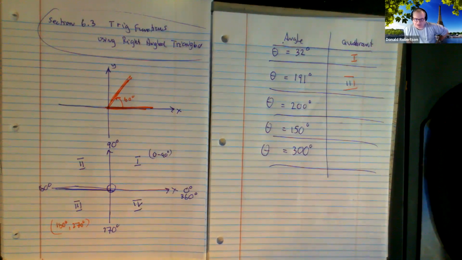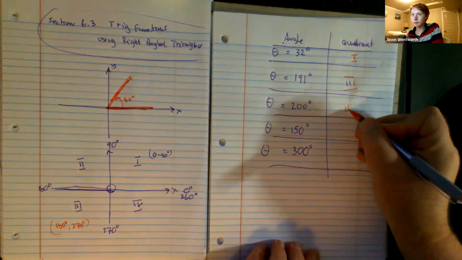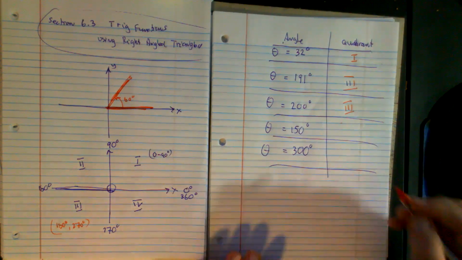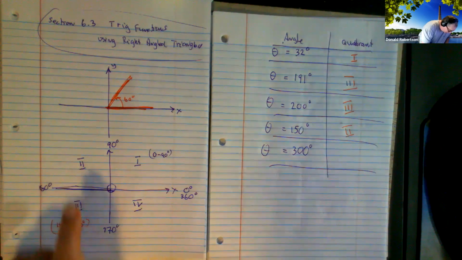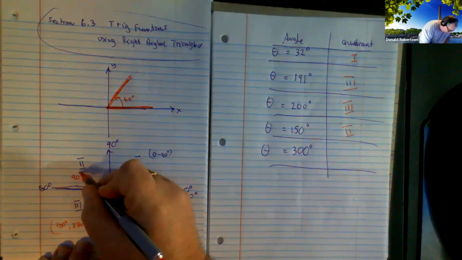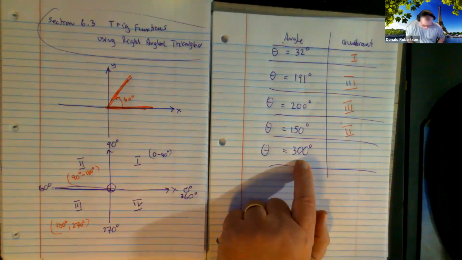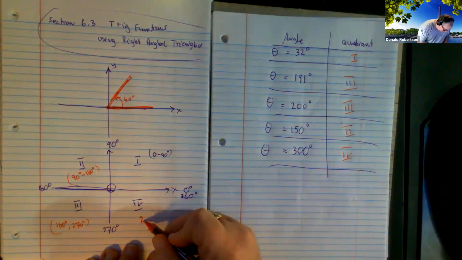What quadrant would you be in for 200 degrees? 3. What quadrant would you be for 150 degrees? 2. Are you comfortable about knowing which quadrant an angle is in? I know we haven't finished them yet. If you want to be in the second quadrant, aren't you 90 degrees up to 180 degrees? And lastly, wouldn't that one be in the fourth quadrant? And if you're in the fourth quadrant, you're any angle between 270 and 360.